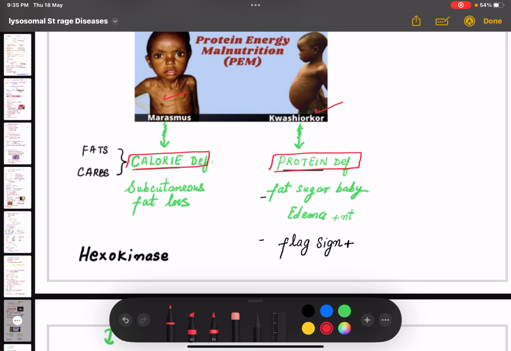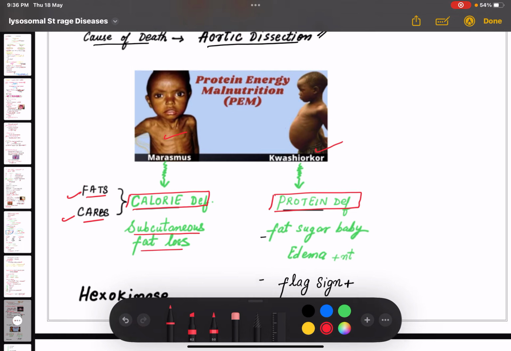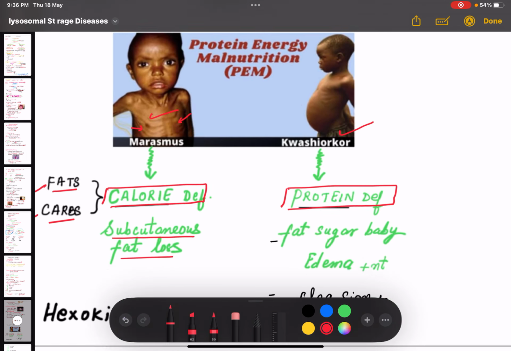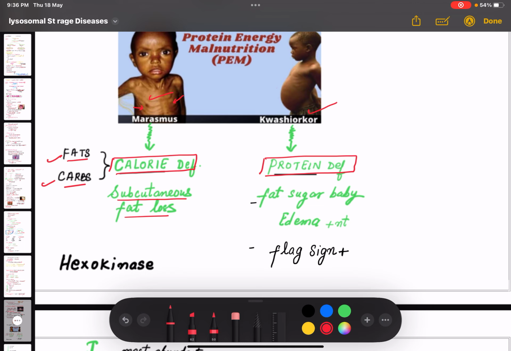See, guys, in calories we have fats and carbs. Once the patient has a deficiency of fats and carbs, this fat deficiency results in the loss of subcutaneous fat in the child. You can see the subcutaneous fat is lost in the child, and the ribs are very prominent. But in case of protein deficiency, the patient will have a fat sugar baby, and edema is present.